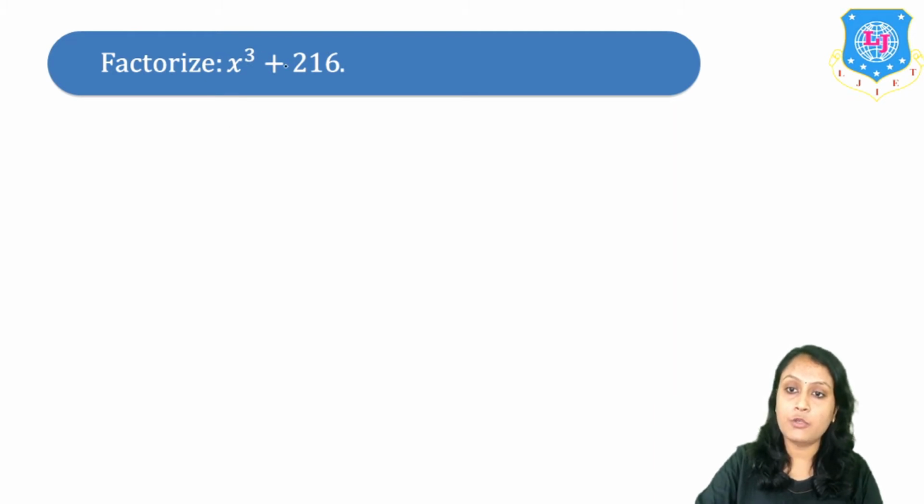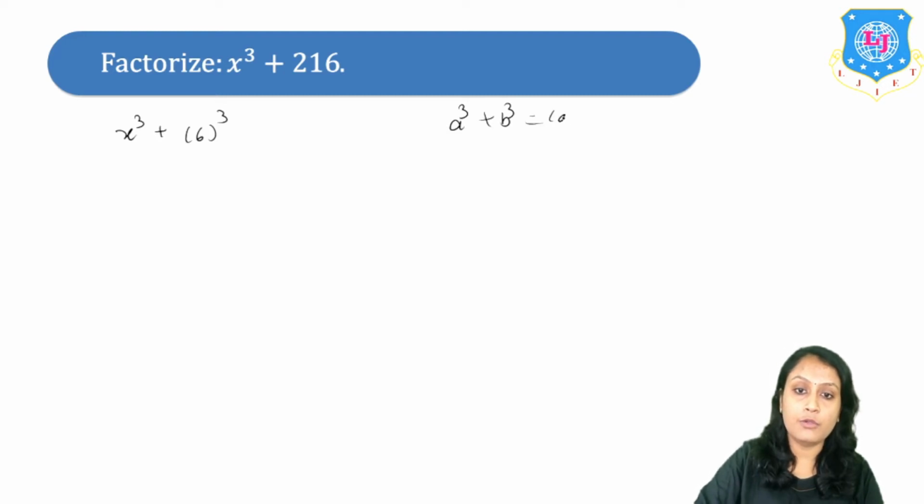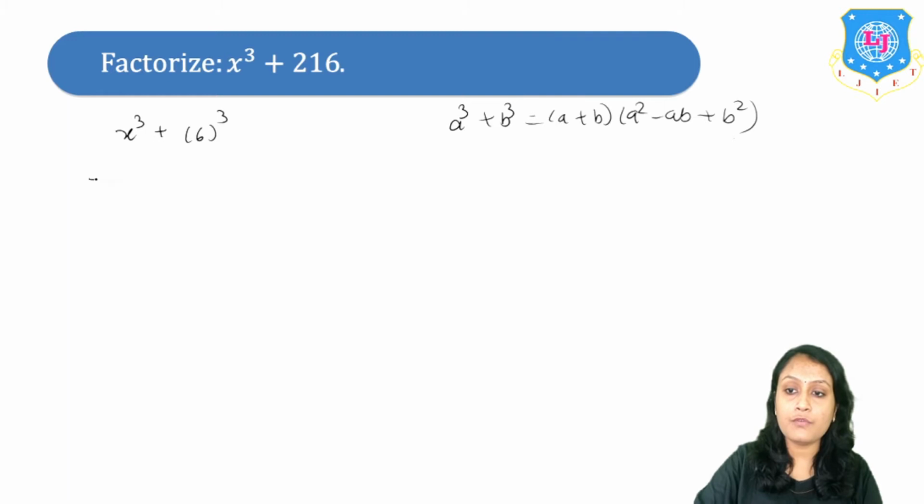Here we have x cube plus 216. Firstly, this 216 we will write in the cube form, so this is 6 cube. Now we know the formula a cube plus b cube is equal to what? (a plus b)(a square minus ab plus b square), right? So from this you will get (x plus 6)(x square minus 6x plus 36). So this is your answer.